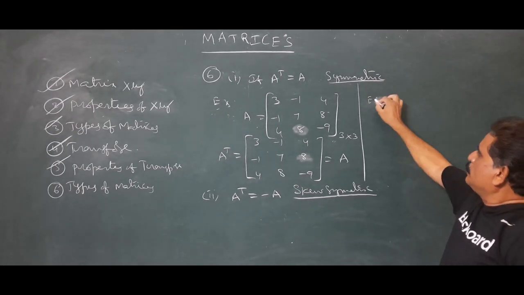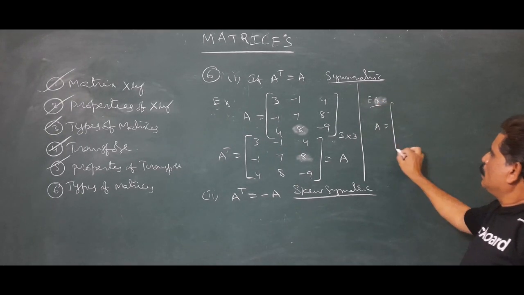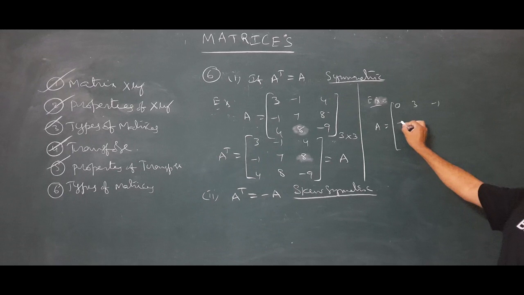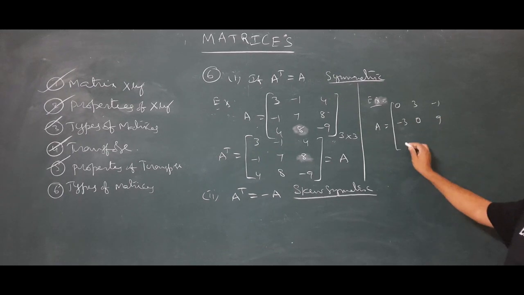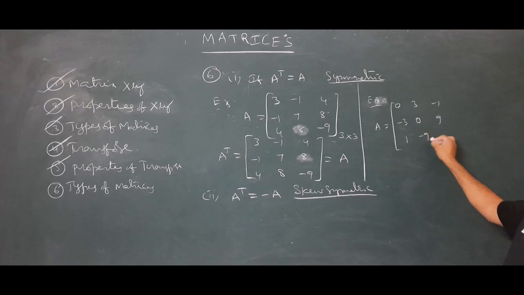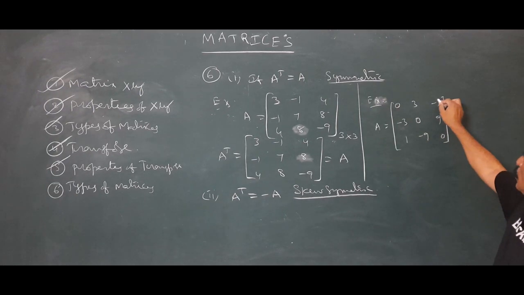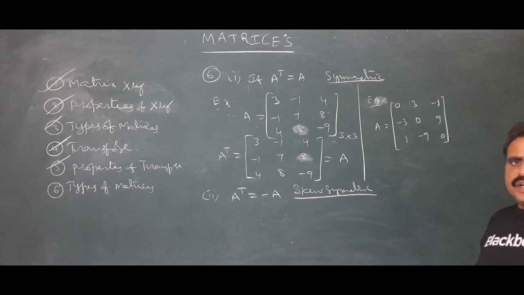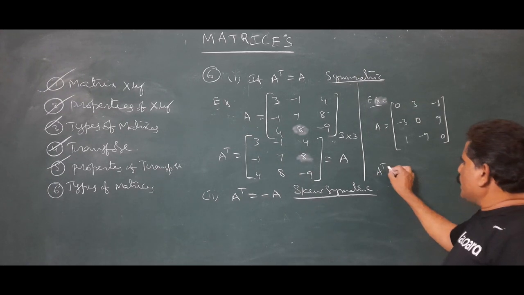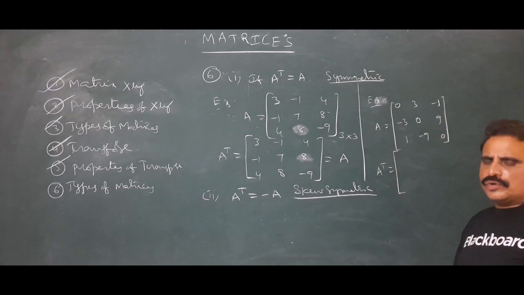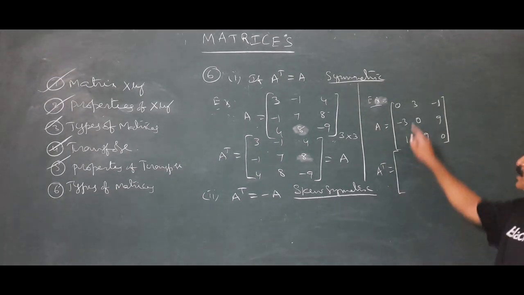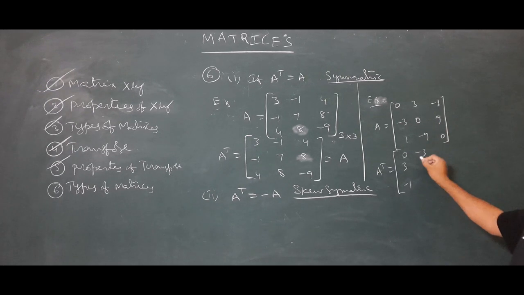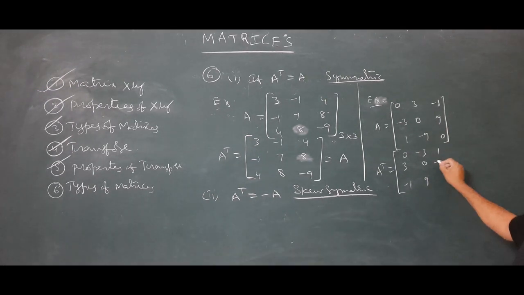A equal to 0, 3, minus 1, minus 3, 0, 9, 1, minus 9, 0. That is a square matrix. Let us find A transpose. Transpose means you have to change rows as columns: 0, 3, minus 1, minus 3, 0, 9, 1, minus 9, 0.